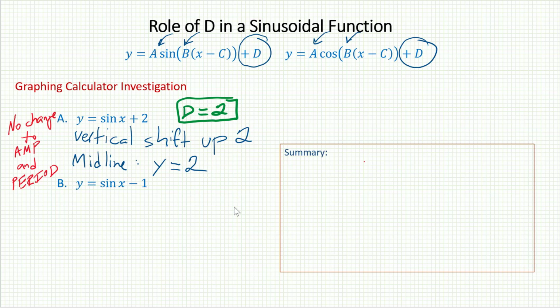Look at this second example, y equals sine x minus 1. Now the d value would be negative 1. This is where the model is so important. There's a plus here in the model. The only way that could turn to a minus is if somebody put a negative number here. So the d must be negative 1. Well, you can probably guess what's going to happen. It's probably going to be something similar. But let's take a look at the calculator.